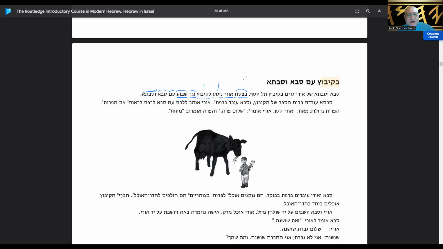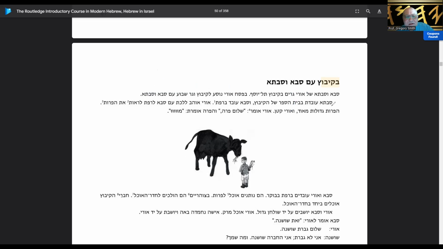Okay, so on Passover, Uri travels le kibbutz, to the kibbutz, and dwells Shavua, a week, im, with Sava, grandfather, v'savabta, and grandmother. Okay, so what's the subject here? Uri, right? Uri is the kid down here that's being spoken about.